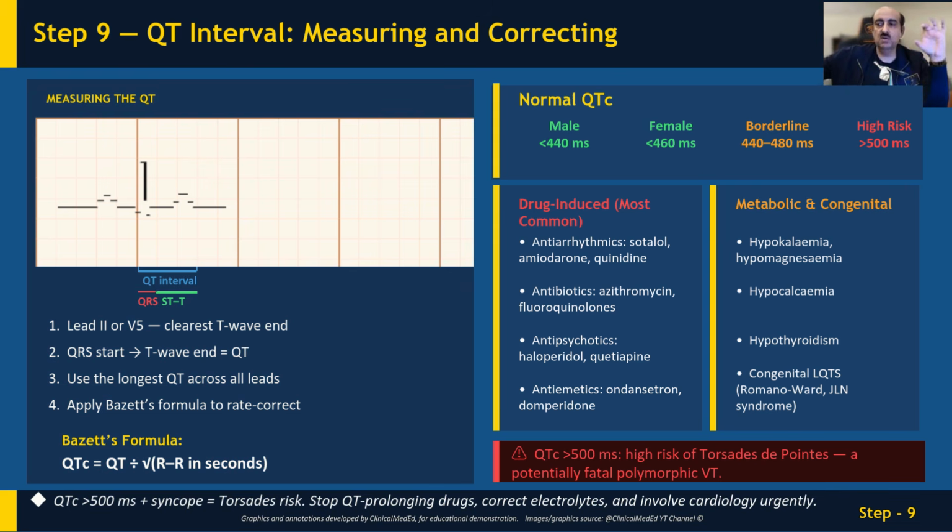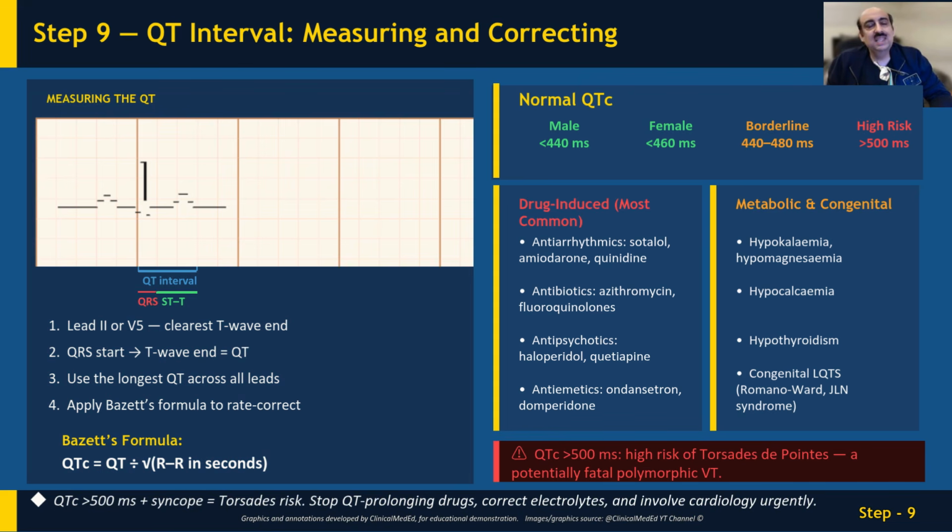But if you have to, and if there is no option, as in some countries where they just have a long rhythm strip without any calculations, you can calculate the corrected QT as the QT in seconds divided by the square root of the RR interval in seconds. So you need to take the QT time given, divided by the square root of the RR interval.